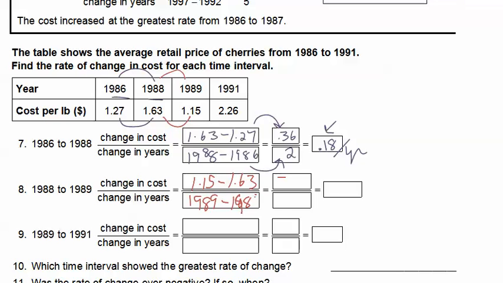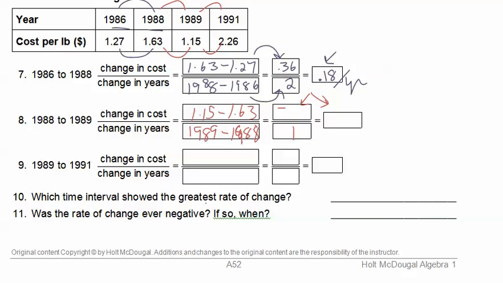Oops, not 1888, 1988, and that's only 1. So whatever you get here, you won't really have to divide this one because dividing by 1 doesn't change it. So the answer you get here will also be the same answer you put here. And then you continue that for the last grouping of time. And then you answer some questions that ask which shows the greatest rate of change. Whichever one here is the biggest will be your answer for that.